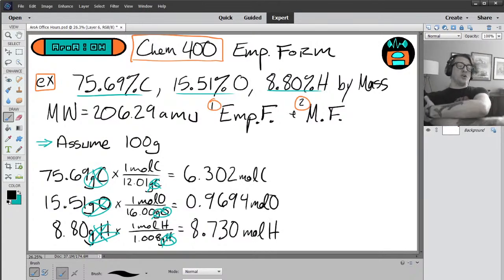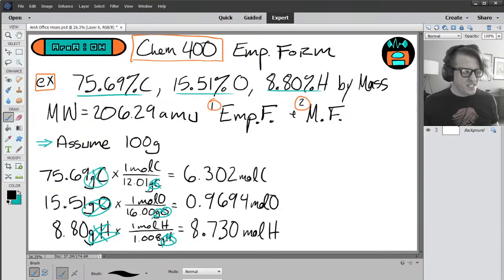You'll notice that I'm not really doing rules for sig figs right here, and that's because our final answers are going to be integer numbers. So you don't really have to worry about sig figs. The only thing that can mess you up in a problem like this is rounding too much. So I keep about 5 or 4 sig figs in there, and that'll be fine. It's one of the nice things with empirical formula problems that you get to take a sig fig break.